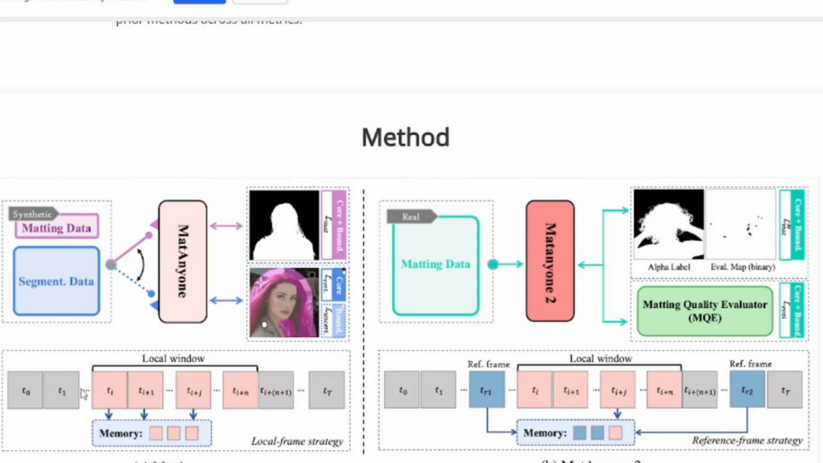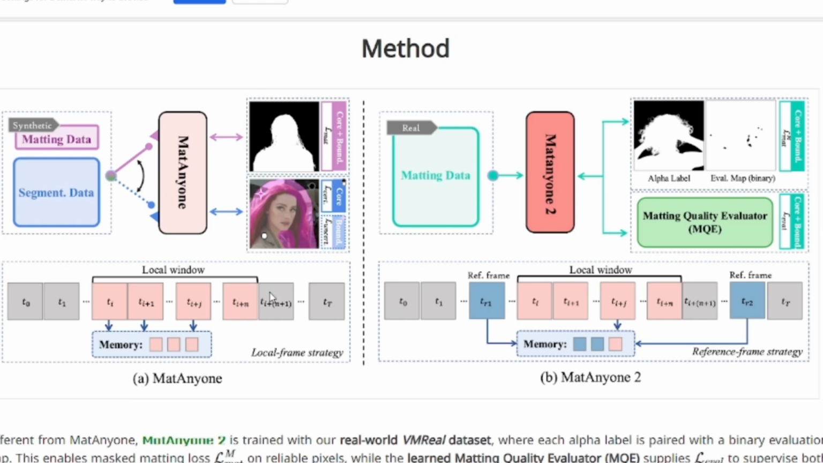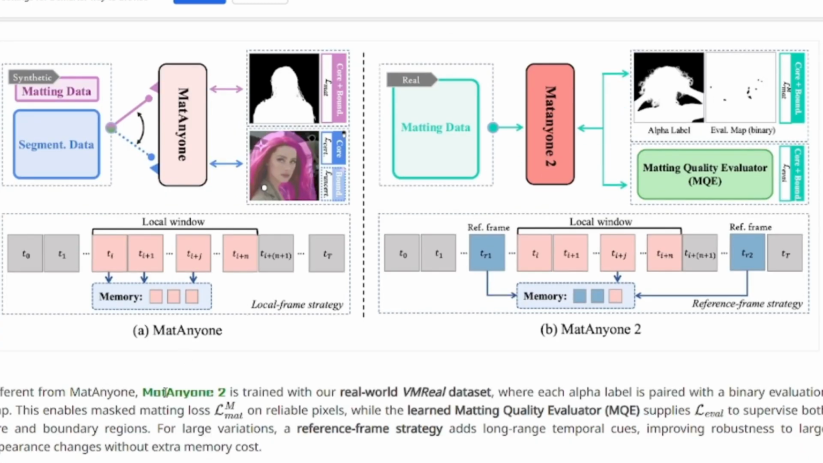This is just a diagram of what it actually looks like and the process. There's a difference between MatAnyone and MatAnyone 2, the previous and the second generation, where we see there are two diagrams up here. The difference is that MatAnyone 2 is trained with our real-world VMReal dataset, meaning that they have more quality data in training, and training is a huge part of any AI in order to really get it to understand the tasks it needs to do and solve them.